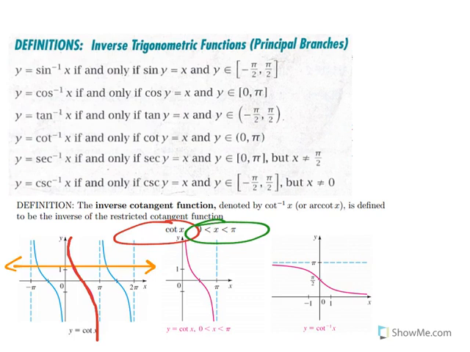And we define y is equal to the inverse cotangent of x as follows. So y is equal to the inverse cotangent of x if and only if cotangent of the angle y, between 0 and pi, is equal to x.